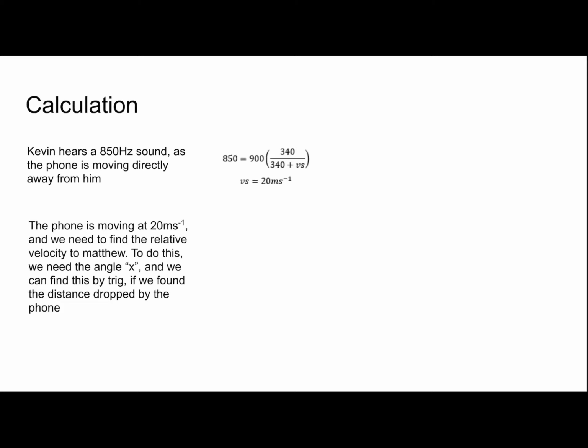When the phone is dropped, it reaches a speed of 20 meters per second. That's when Kevin hears a frequency of 850 hertz. During this time, we can use kinematic equations to find out how much the phone dropped. In this case, we'll use Vf squared equals Vi squared plus 2AD. If we substitute our numbers in, with gravity acting downwards at 9.81, we find that our distance traveled is 20.387 meters. By basic trigonometry, tan x equals 20.387 over 60, which is opposite over adjacent. We get that our angle x is 18.77 degrees.